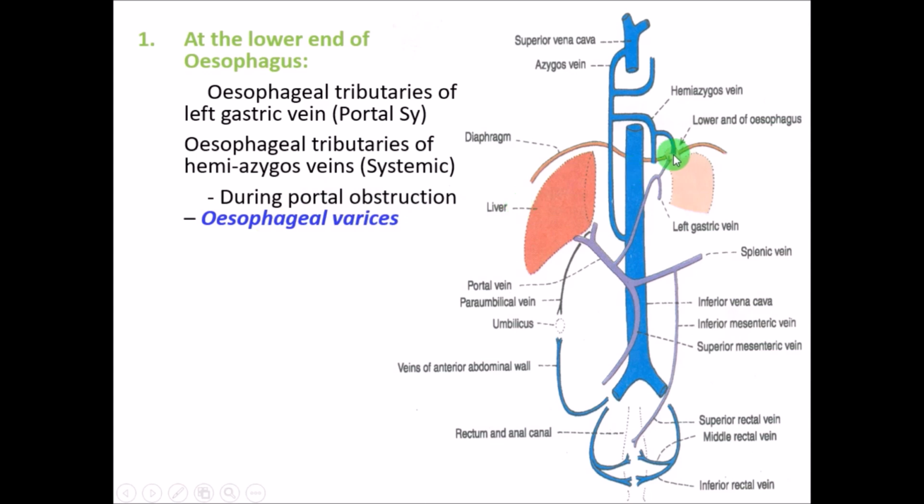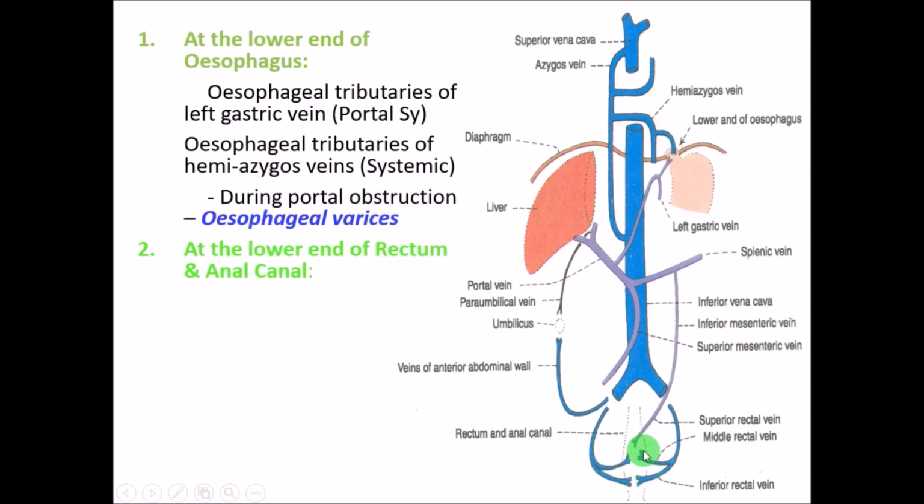Esophageal varices are a very bleedy complication, where there will be severe bleeding through vomiting. So blood will come through the vomitus. Okay, so this is called esophageal varices. The second condition is at the lower end of the rectum and anal canal.